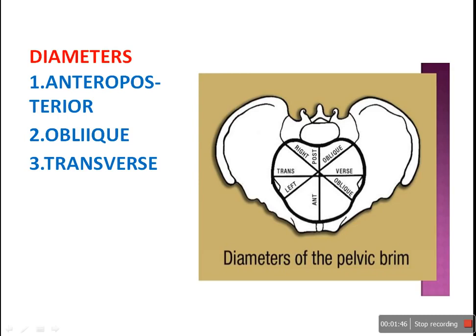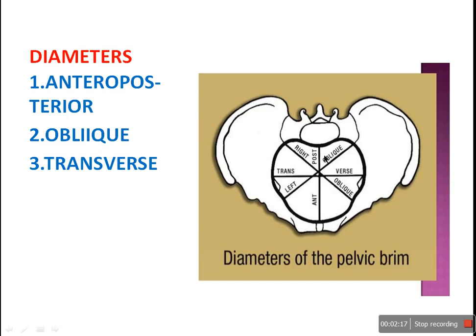Here you can see the female pelvis, and we can see different diameters. Anterior, posterior: this is the anterior, so from the front side to the back side. Simple. Oblique means from one corner to another corner. This is right to left, so right oblique. This is left to right, so left oblique.